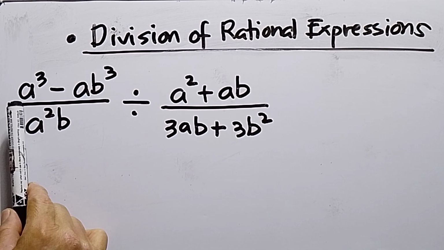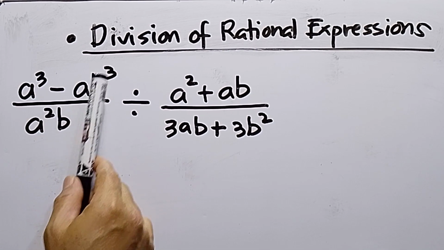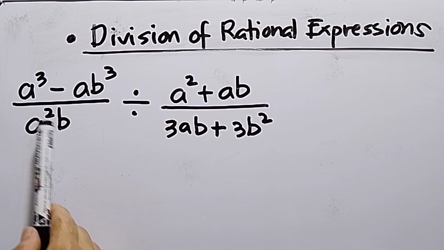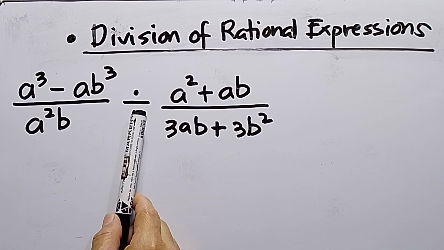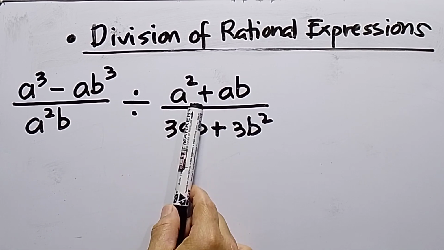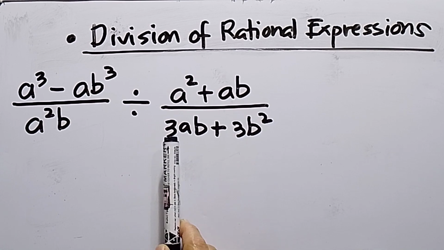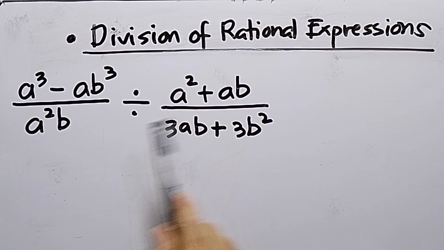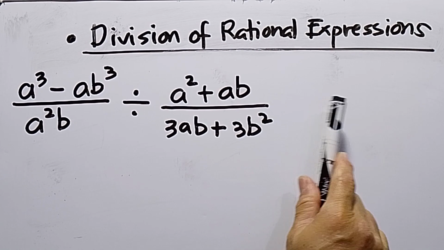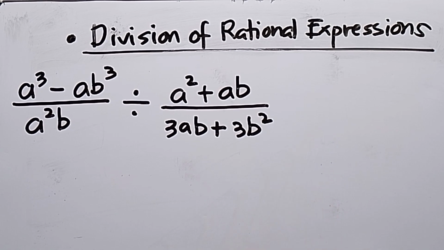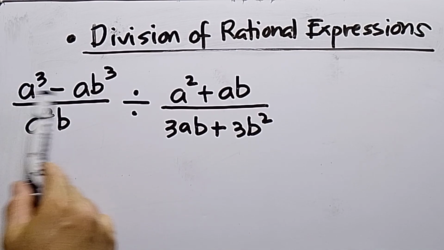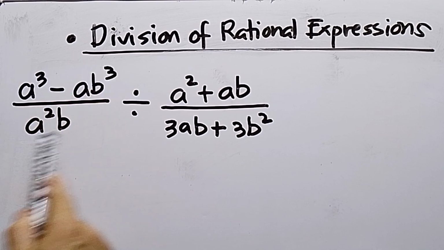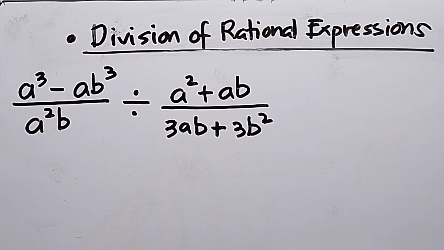So I have here (a cubed minus ab cubed) over a squared b, divided by (a squared plus ab) over (3ab plus 3b squared). By the way, in division of rational expressions, you need to cross out at least one. Okay, that's the rule. So the first thing to do is factor out the numerator of the first group and later the second group.